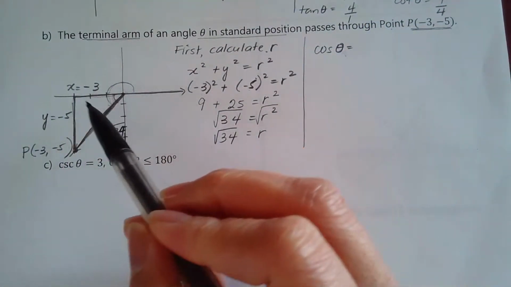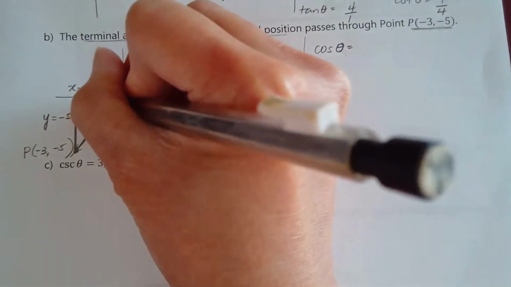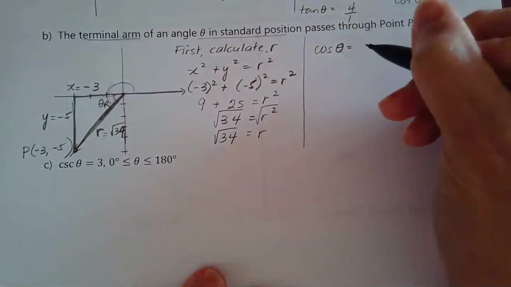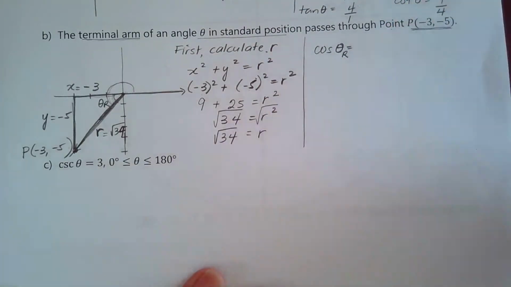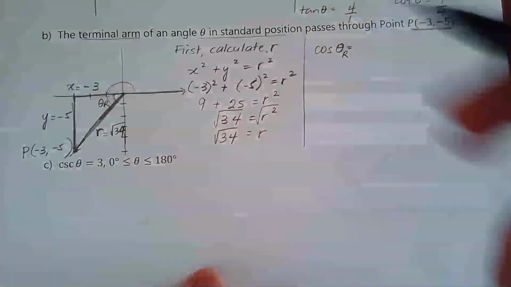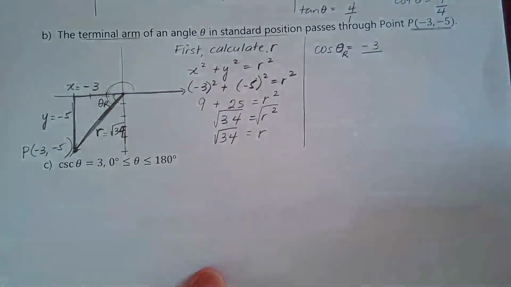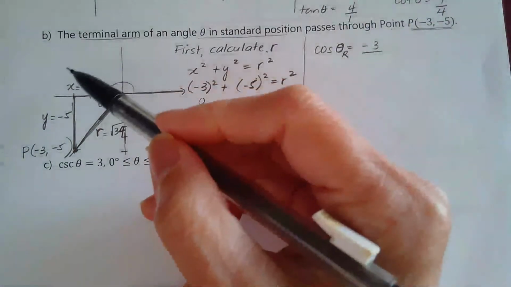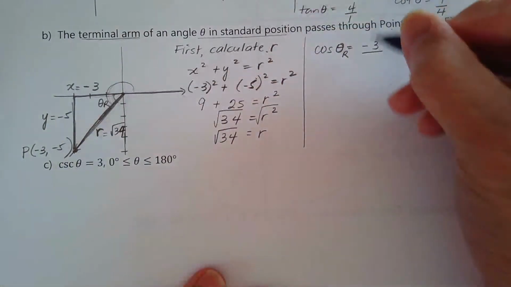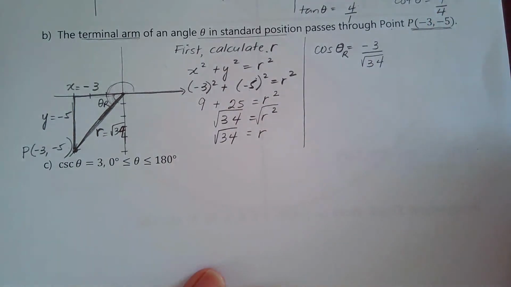So cosine is adjacent over hypotenuse. We're going to have to use a reference angle in this case. Adjacent is -3 over, so adjacent over hypotenuse, that's going to be hypotenuse is √34.